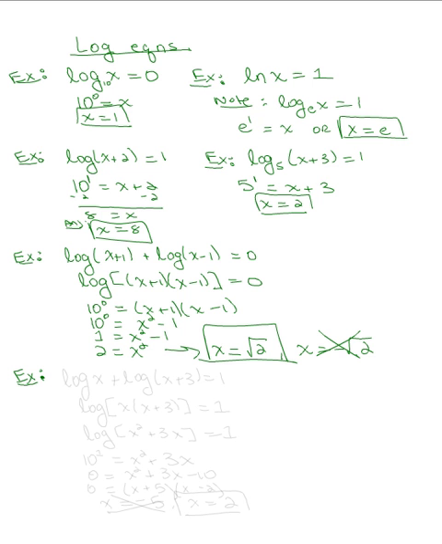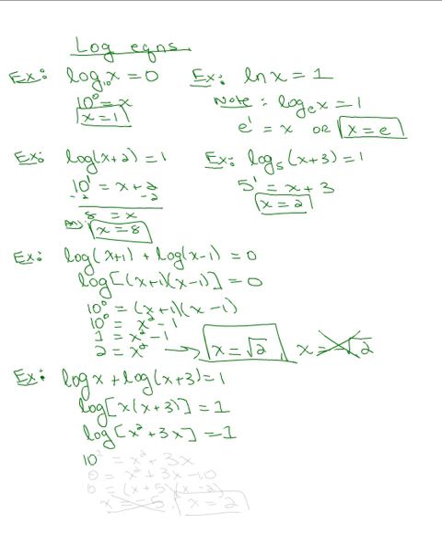Next example, log of x plus log of x plus 3 equals 1. Step 1, use the log property that when you have a sum of two logs, you can write it as a log of a product. And that equals 1. You can FOIL it out and distribute now or later. This time I can distribute inside, to show you that both ways are fine.